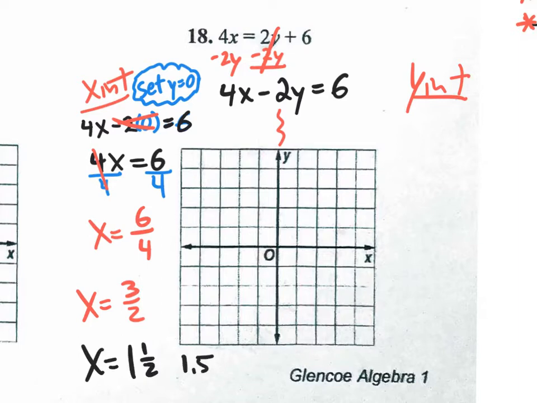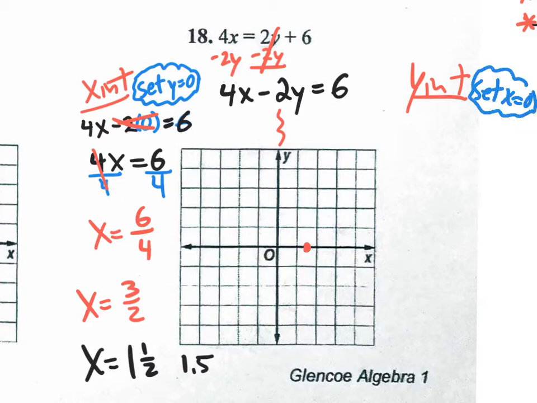So let's actually go to that coordinate, the x-intercept at the x value of 1.5. So from the origin, 1 on the x and a half. That would be right here. So that is our x-intercept value, 1.5. Everybody with me? Now let's go for the y-intercept. How do you find the y-intercept? You set x equal to 0.